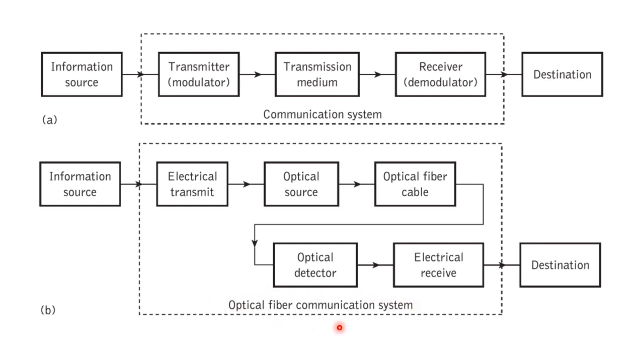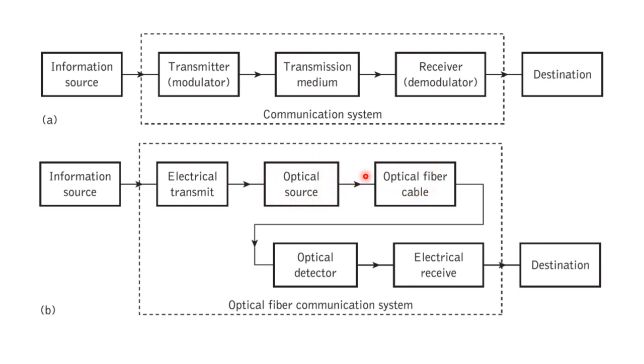So basic blocks will be there. Along with the basic blocks, we have to have some other blocks for optical fiber communication system. So information source will be there, right? Next we have electrical transmitter, just like this one. We have electrical transmitter, but optical fiber is not able to carry the electrical signal, right? So we have to convert it to the optical signal, and for that we need optical source. Okay, that is the extra thing.